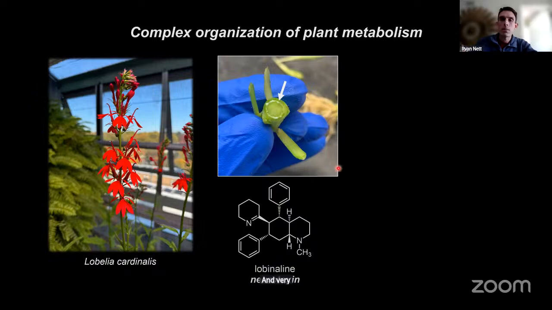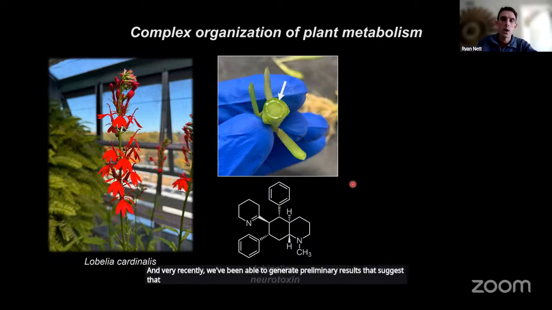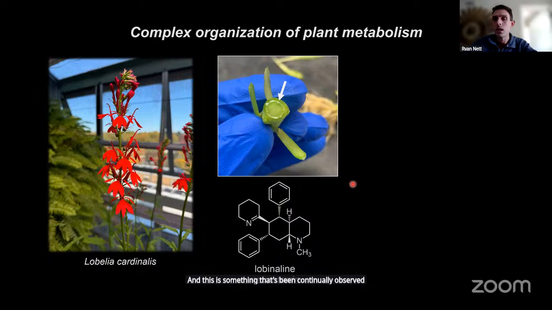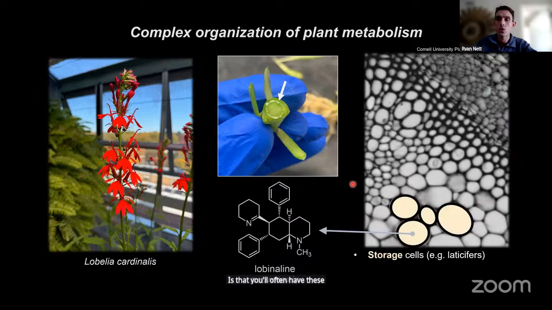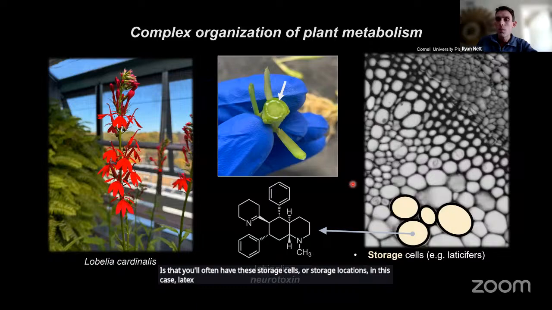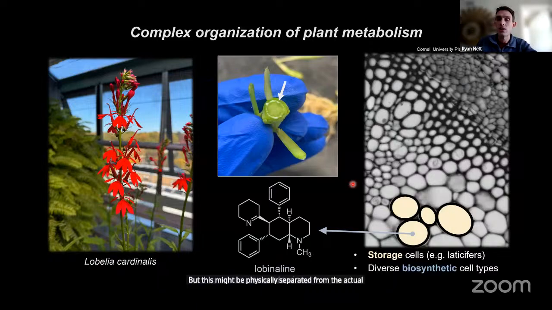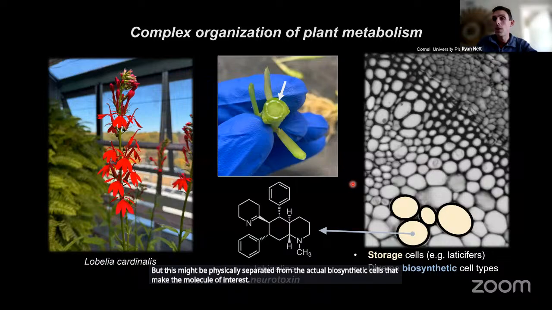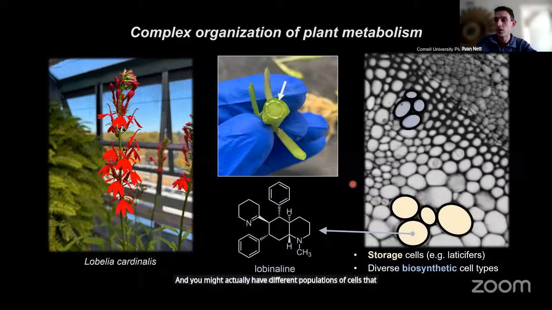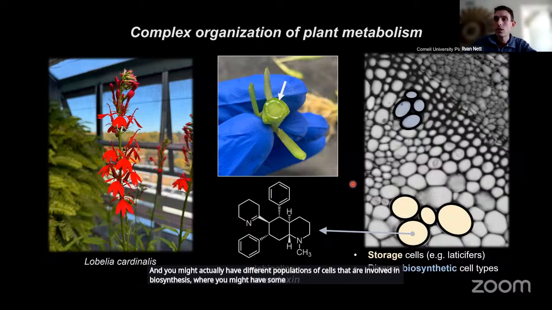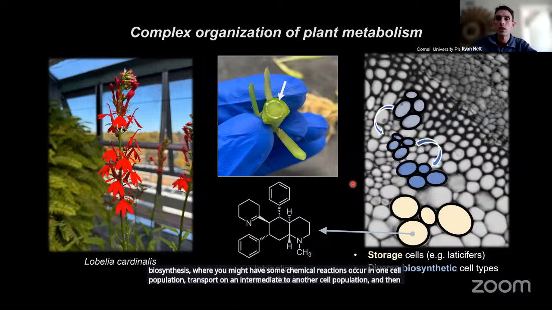And very recently, we've been able to generate preliminary results that suggest that this isn't even where lobenaline is being made. It seems like it's actually being made in a different part of the plant and perhaps being transported into this latex. And this is something that's been continually observed within plant metabolism, is that you'll often have these storage cells or storage locations, in this case, latex cells, but this might be physically separated from the actual biosynthetic cells that make the molecule of interest. And you might actually have different populations of cells that are involved in biosynthesis, where you might have some chemical reactions occur in one cell population, transport an intermediate to another cell population, and so on and so forth until your molecule actually ends up in the final destination.